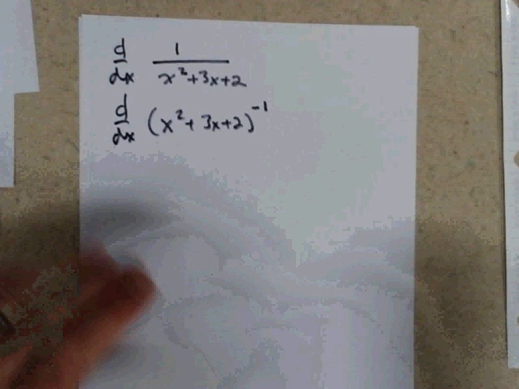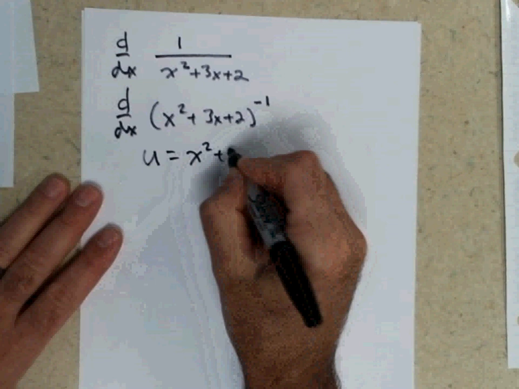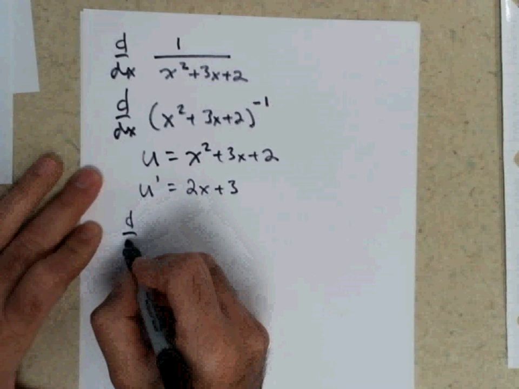So once you recognize you have a function inside of another function, you have to use u substitution. That's what this is going to be called, right? Well, yeah, chain rule, but u equals x squared plus 3x plus 2. The moment you have a u, automatically figure out what u prime is. In this case, it's 2x plus 3.